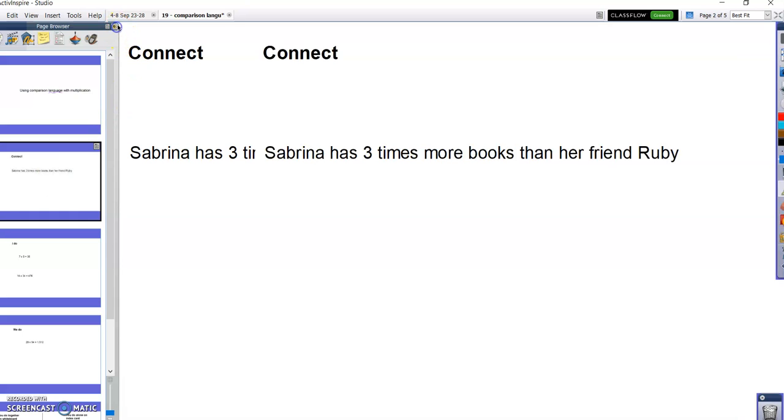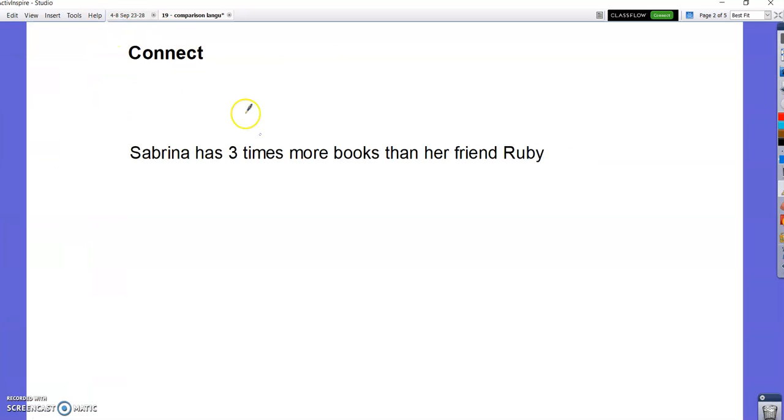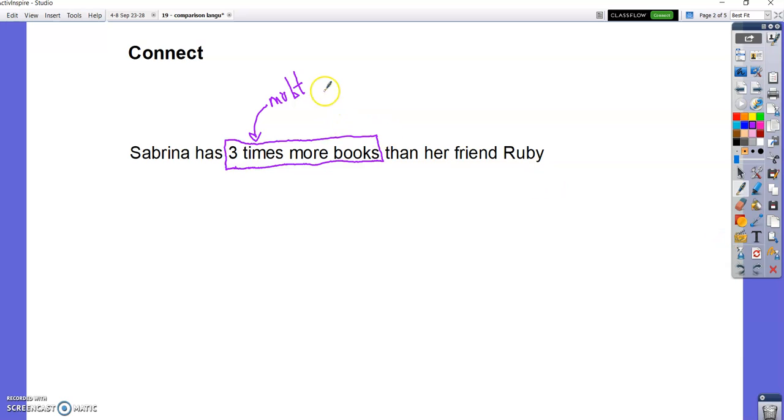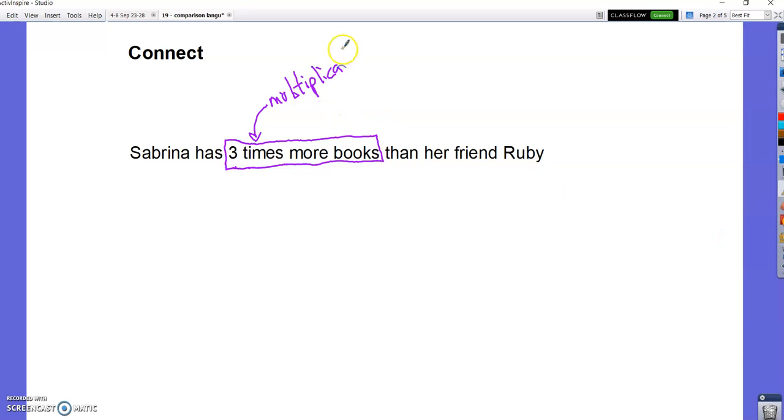Alright, so just to get your mind back on multiplicative comparisons, we've been spending several days on statements like these. This was one from a mini lesson yesterday. Sabrina has 3 times more books than her friend Ruby. So we've been looking at this kind of language. Multiplicative, because it involves multiples of things. So multiplicative comes from this part of the language. And comparison comes from this, more or less. Remember in math, when we use the word compare, we're talking about value, something being more or less than another value. So we're comparing using multiplication, and that's been our skill for the last few days.